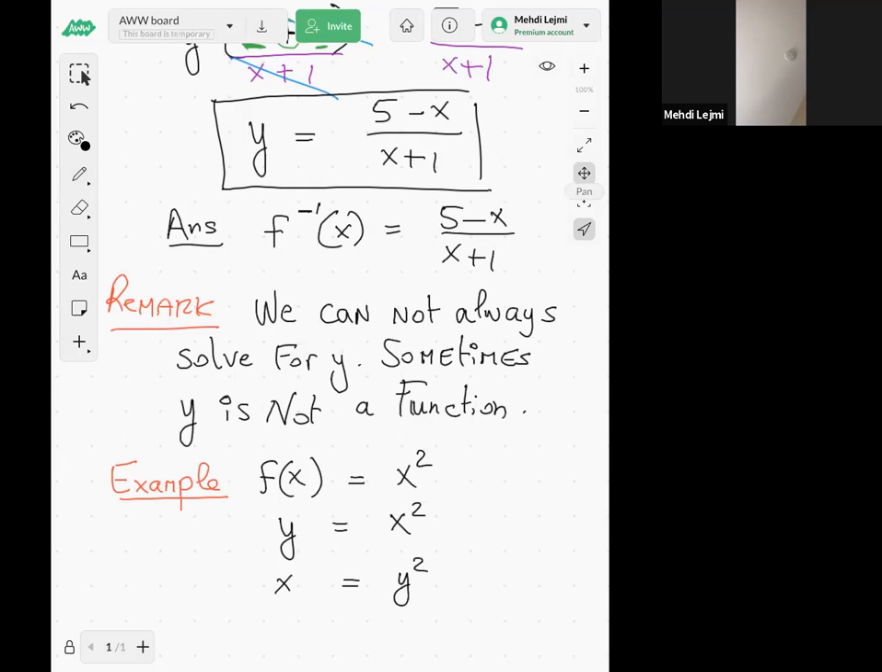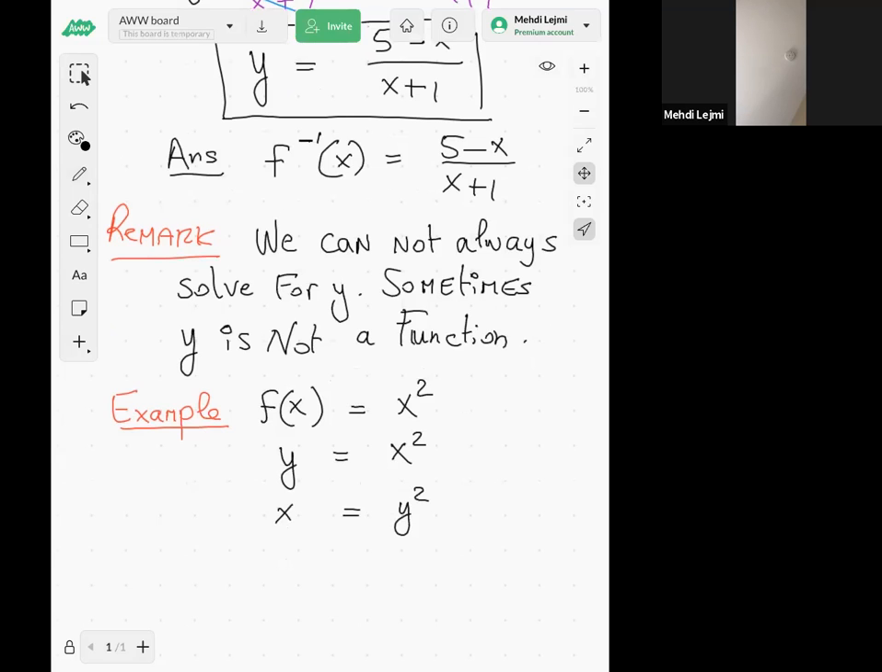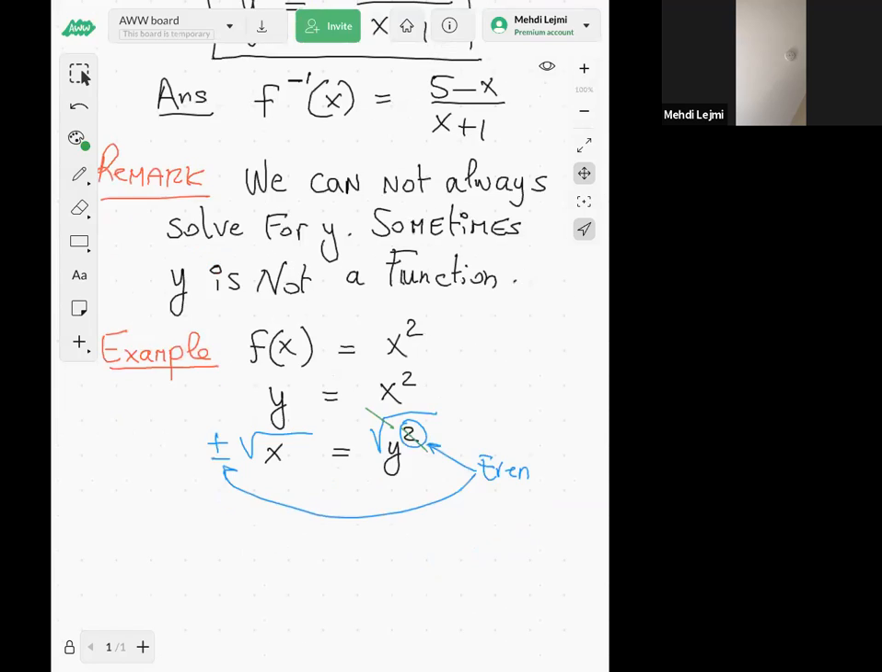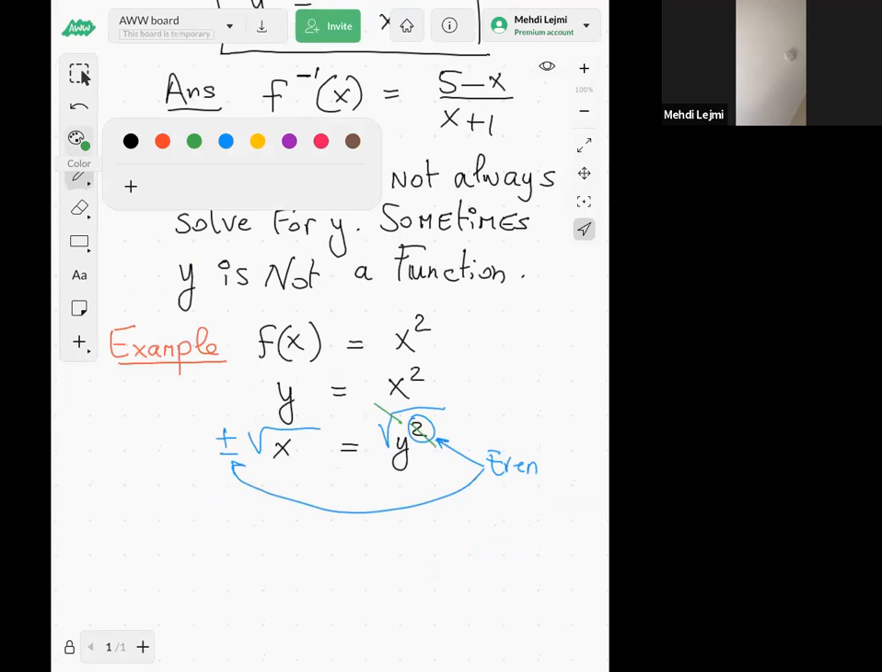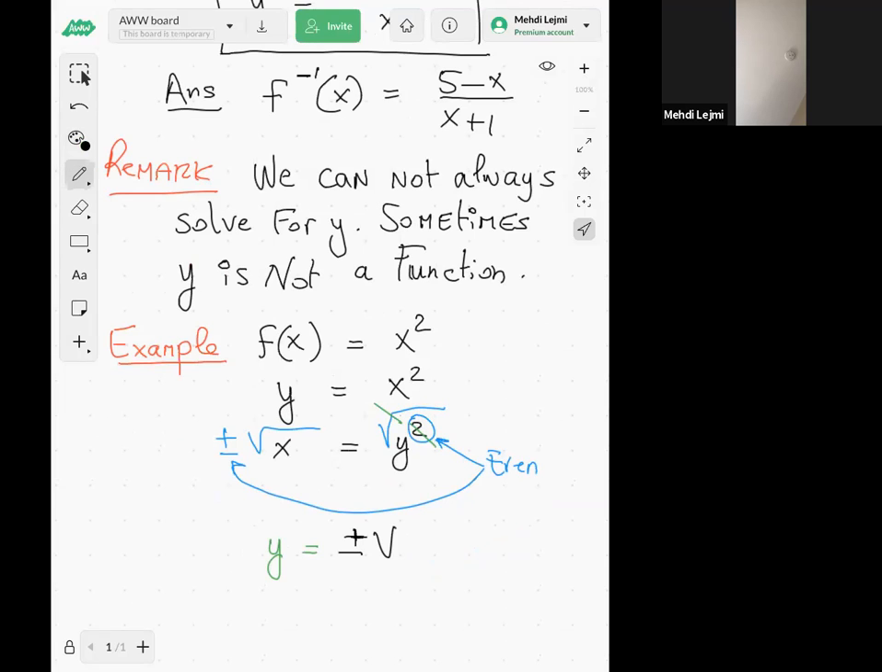And you want to get rid of the square, so apply the square root here and here. But because this is an even power, you're going to need the plus or minus here. The square on y cancels out, so your y would be equal to plus or minus the square root of x. But plus or minus square root of x, that's not a function.